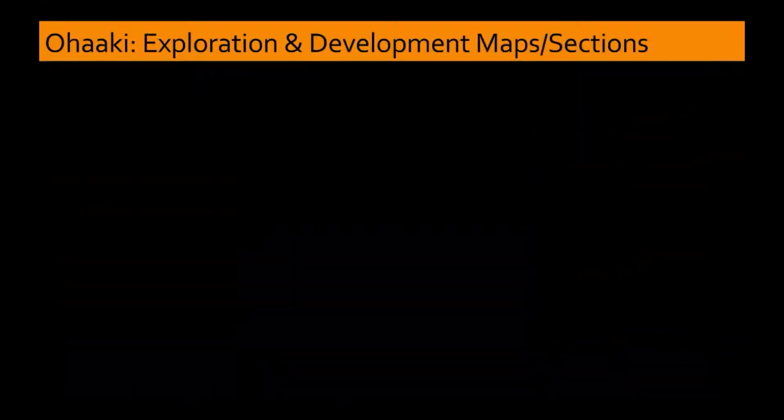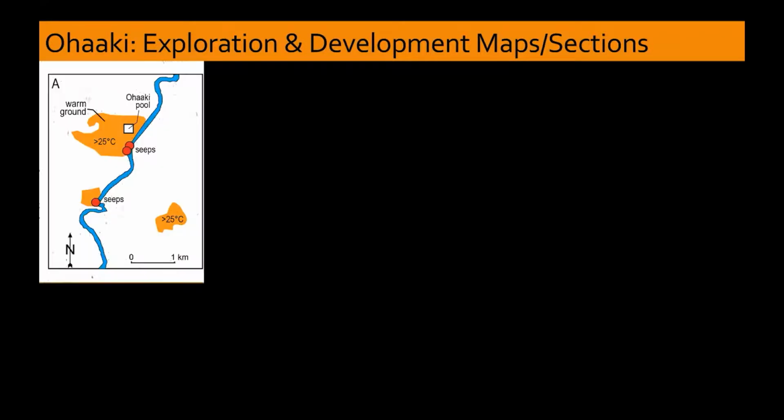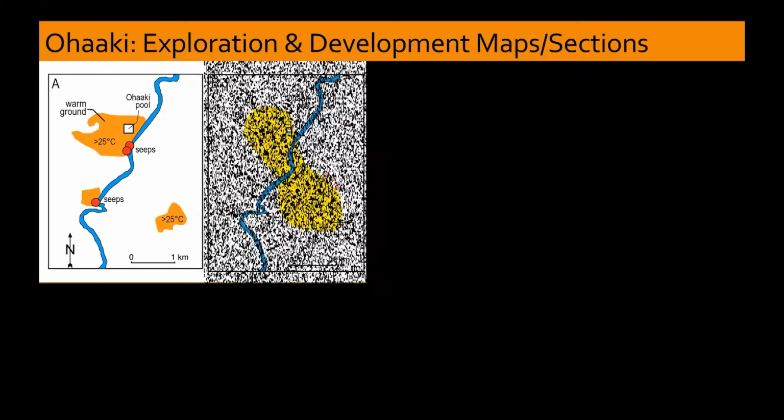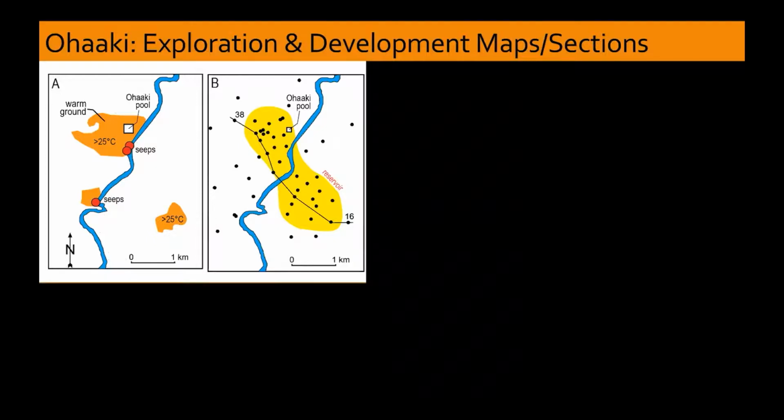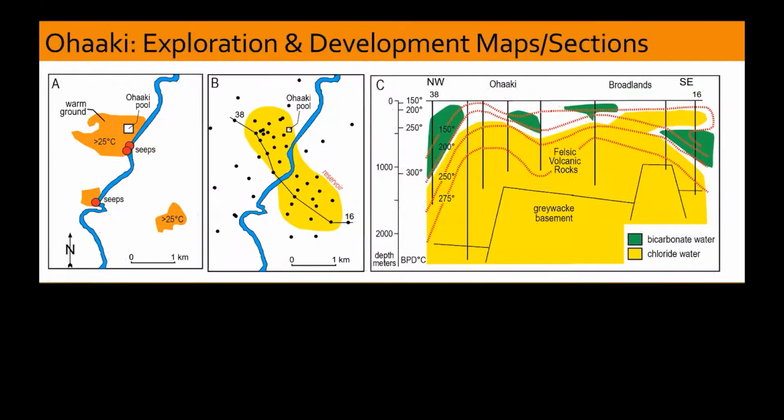All of these data are put into a geospatial context, as shown here for Ohaaki, in terms of a map of surface thermal activity and zones of thermal ground, a map showing the distribution of wells, including an outline of the reservoir at a specified depth, and a cross-section showing the distribution of rock types, temperature, and fluid flow in the subsurface.